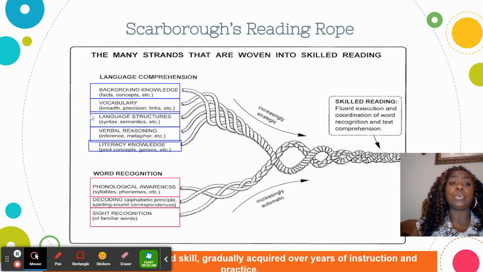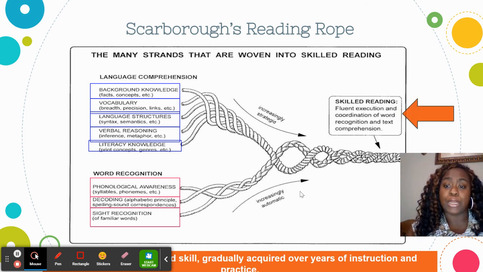Now, when we have the language comprehension in place, and we have word recognition in place, that is when we have developed a skilled reader. And we know that just looking at this rope, it takes both parts of the rope in order for our students to be able to comprehend the text.